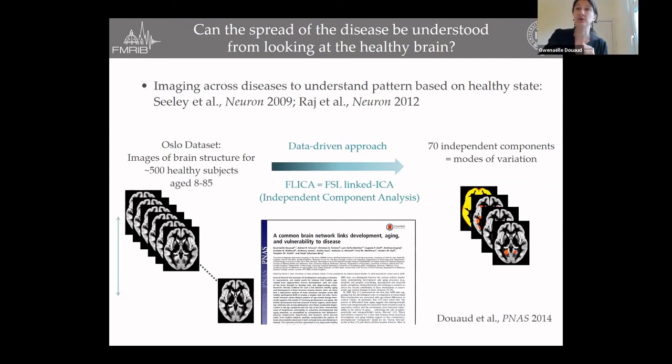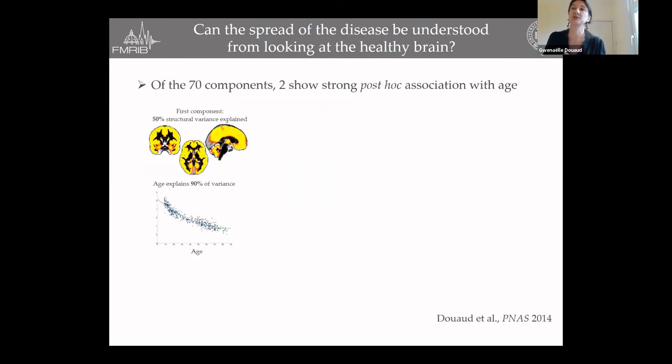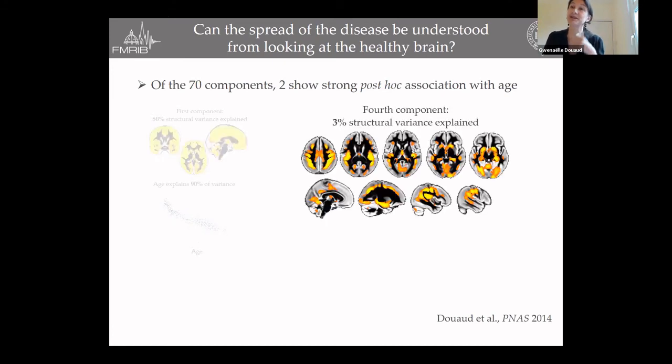So what we did was post hoc, look at which of these independent components were associated with age. And we found two. The very first one covers the entire brain. And that's something that we know very well from lifespan studies. We've got a very strong overall decrease of grey matter with age across the entire brain, first of all with cortical pruning, et cetera, and unfortunately later on with degeneration. But because of the data-driven approach, what we found was a more subtle component that this time explains 3% of the structural variance as opposed to 50%.